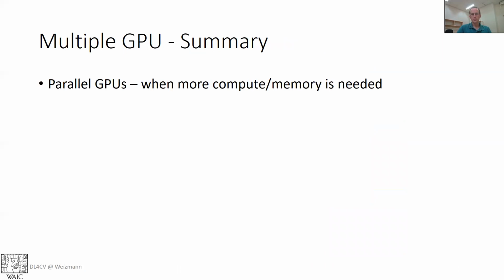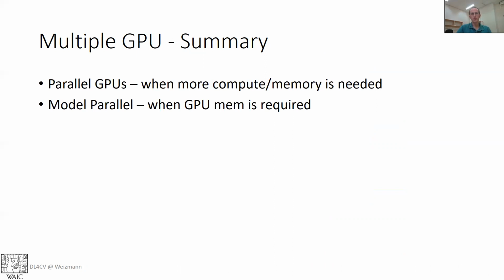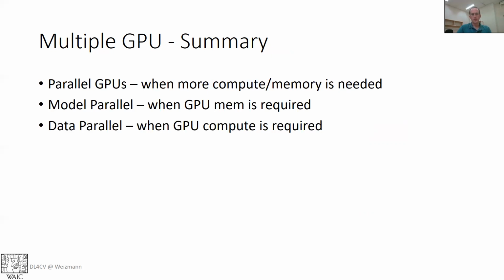So let's recap. We want to use parallel GPUs when we need more compute power or we need more GPU memory. If we need more GPU memory, then usually what we'll do is model parallel. We'll split our model between different devices and just go one after the other. It requires some code changes to the model. It requires some bookkeeping on our part.